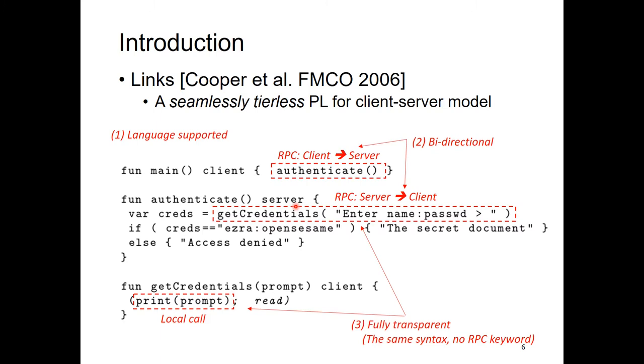Firstly, it is language supported, not library based. Second, you can call a server function from the client, and also you can call a client function from the server, so it is bidirectional. Third, the same syntax of lambda application is used both for local procedure call and remote procedure call. No extra RPC keyword is used in the syntax. So, Lynx is a seamlessly tierless programming language for the client-server model.